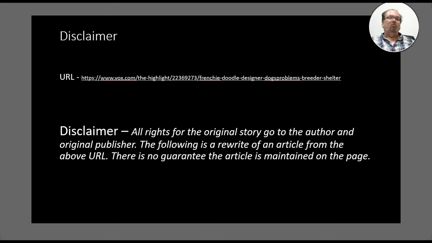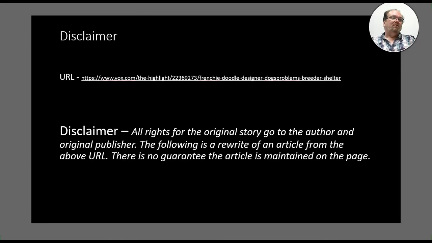All rights for the original story go to the author and the original publisher because they put their effort and money into it. The following is a rewrite of an article from the above URL. There's no guarantee the article is maintained on the page. Does the URL change? Does the story get moved? Is it taken down? Is it edited? That is not my responsibility. So there is no guarantee that it will work. It is just where I got it, and I rewrote it for that.